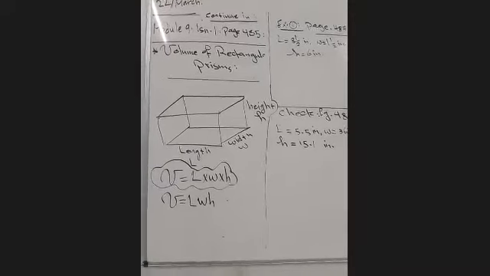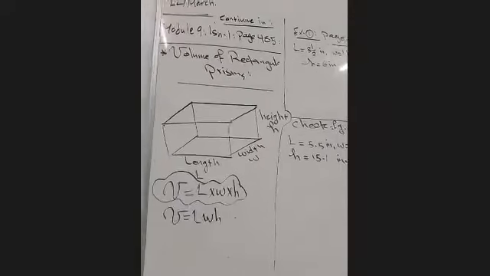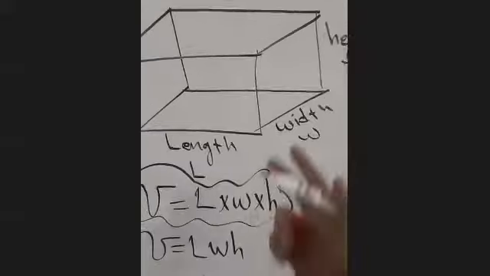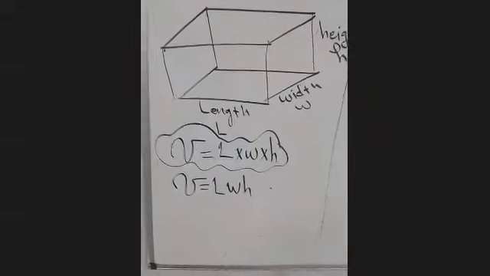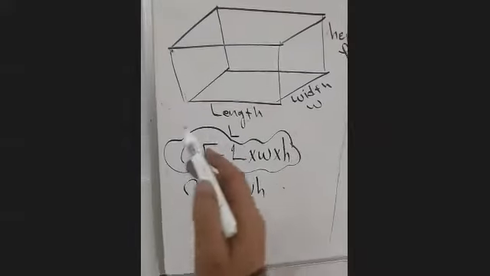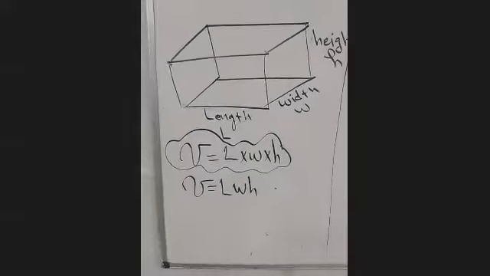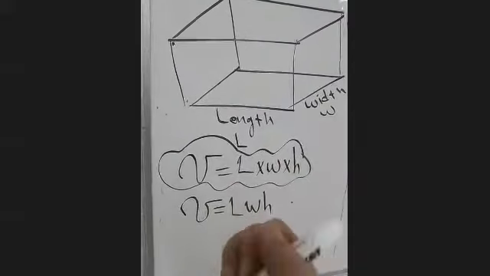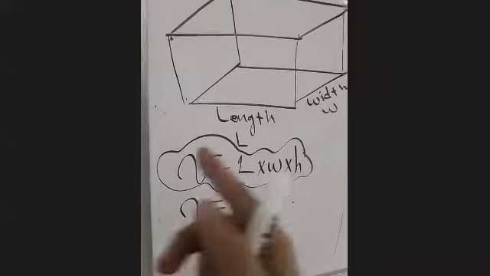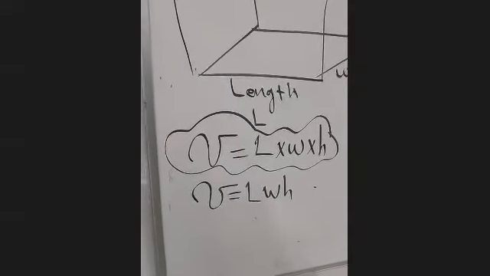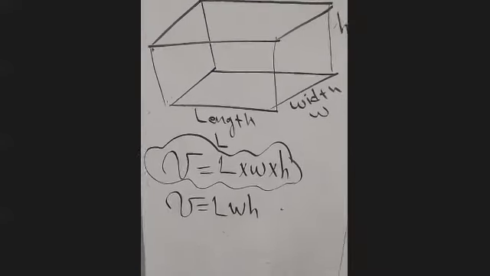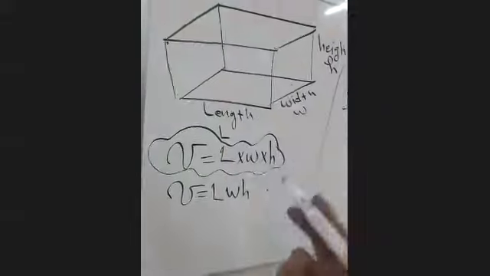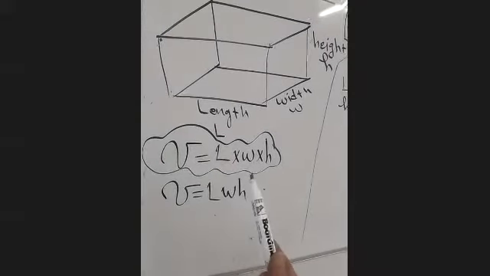So today, inshallah, we'll continue lesson 1 in module 9, page 485, volume of rectangular prisms. Yesterday, we took the volume of the rectangular prism. It has 3 dimensions: length, width, and height. When I say size, capacity, or volume, I'm talking about the same thing. So to find the volume of the rectangular prism, we follow the formula: volume equals length by width by height.